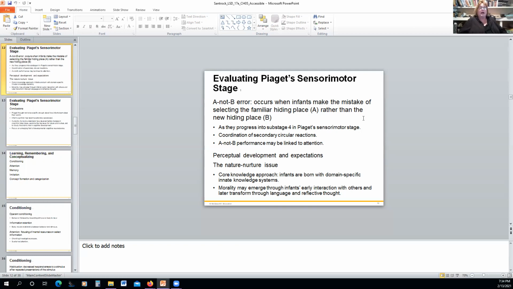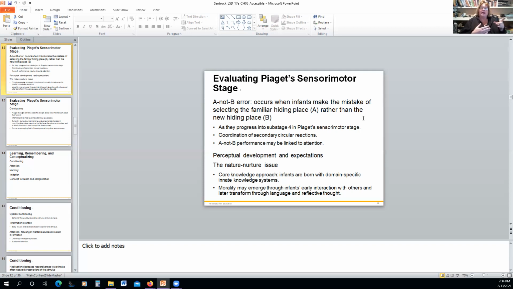Now, as they get older and they learn that they can move the blanket, then they are ready for this idea of what's called A not B error. With, can you now hide something? This is why peekaboo is so intriguing at this age. So they don't understand that something is there if you can't see it.